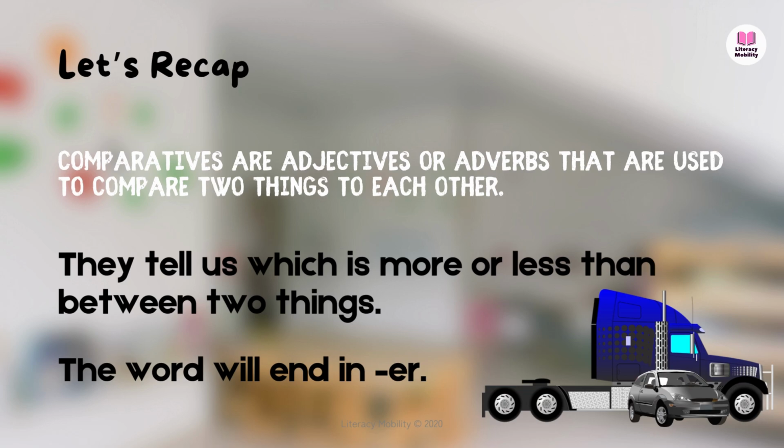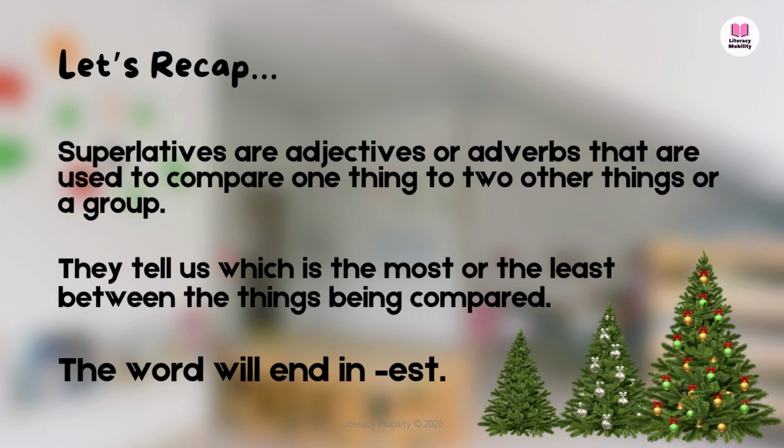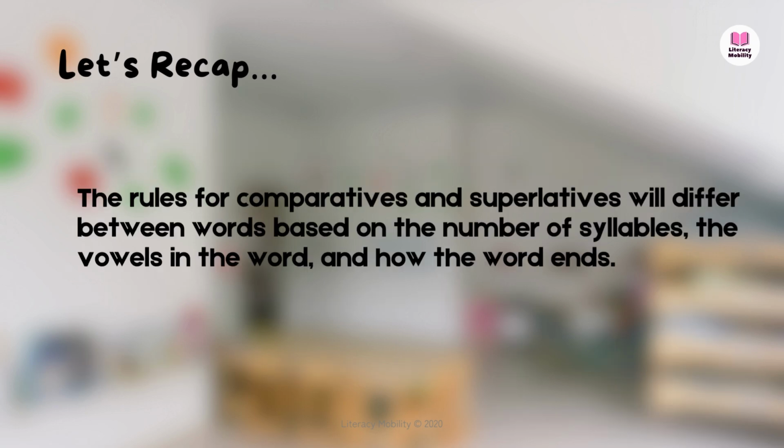Let's recap. Comparatives are adjectives or adverbs that are used to compare 2 things to each other. They tell us which is more or less than between 2 things. The word will end in ER. Superlatives are adjectives or adverbs that are used to compare one thing to 2 other things or a group. They tell us which is the most or the least between the things being compared. The word will end in EST. The rules for comparatives and superlatives will differ between words based on the number of syllables, the vowels in the word, and how the word ends.